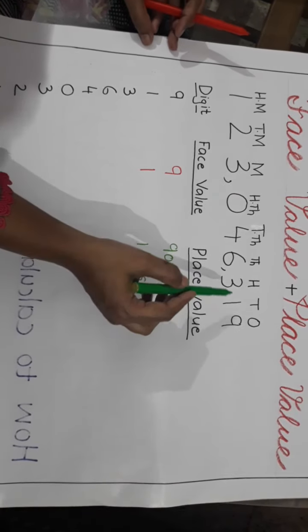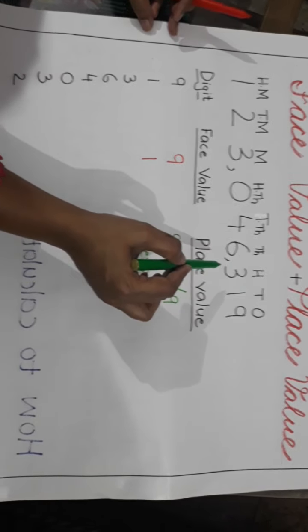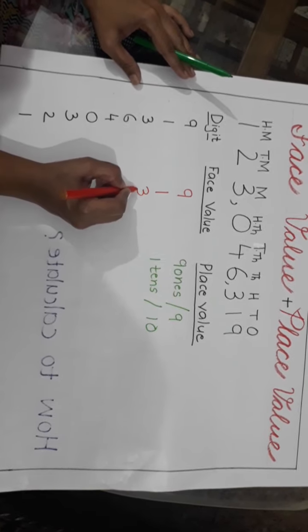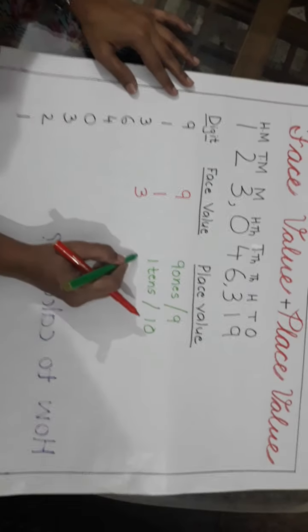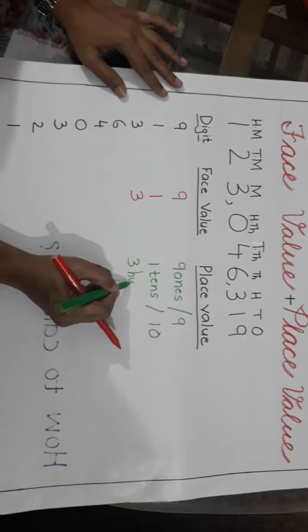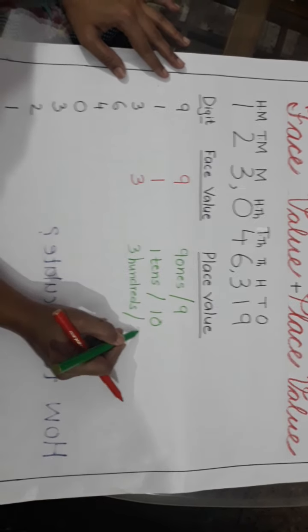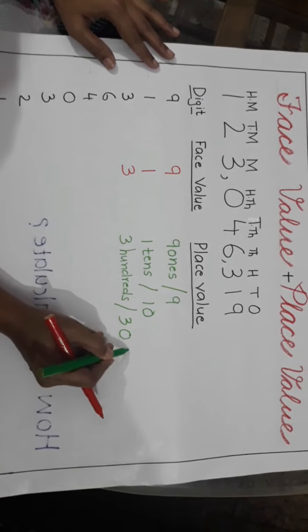Now, let's check the next digit. It is digit 3. So, what is the face value? 3. And what is the place value? 3 hundredths. I can even write it this way: 3 followed by how many zeros?